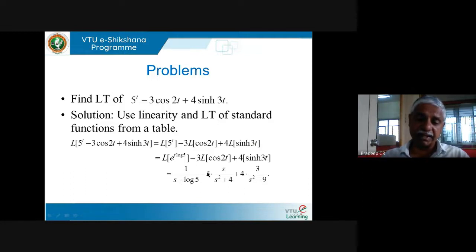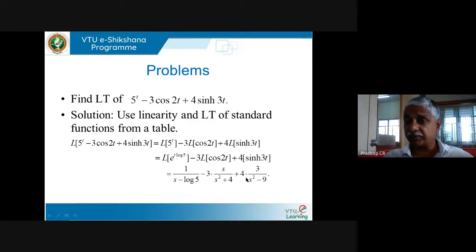And minus 3 I write as it is. The Laplace of cos 2t is nothing but s by s square plus 2 square, because the Laplace of cos a t is s by s square plus a square. So here a is 2, so I get s square plus 4. Similarly, the Laplace of sine hyperbolic of 3t is 3 by s square minus 3 square, so s square minus 9. Don't try to simplify this. Just leave it as it is. This is correct. You'll get full marks for this.